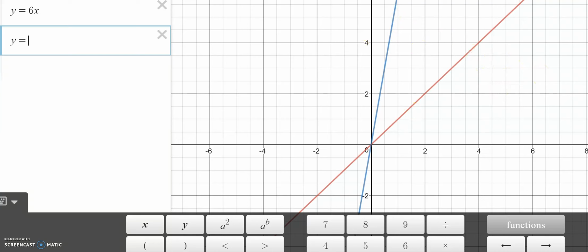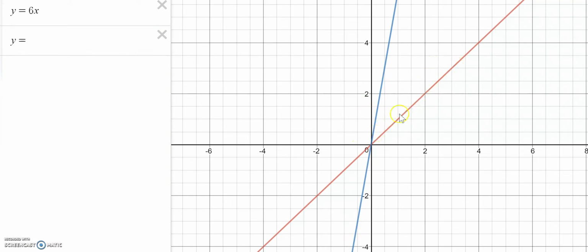Okay, now y equals x, which is the first one. What's the number before the x, which means the coefficient of x? Is there any number? If there's no number, then the number is 1. Exactly. So that means that has got a gradient of 1. This is y equals 6x. Coefficient of x is 6. That has a gradient of 6.